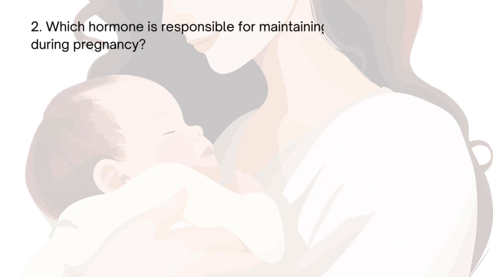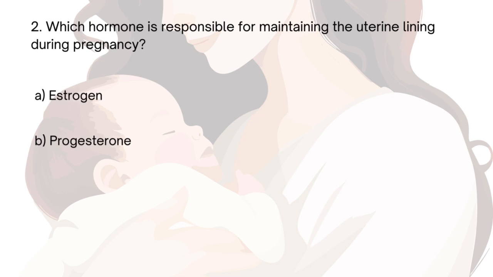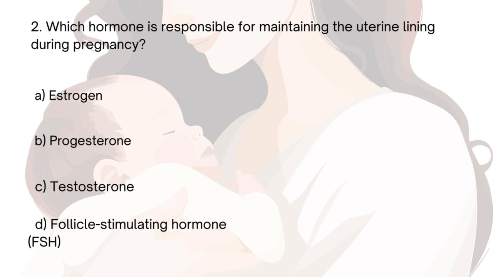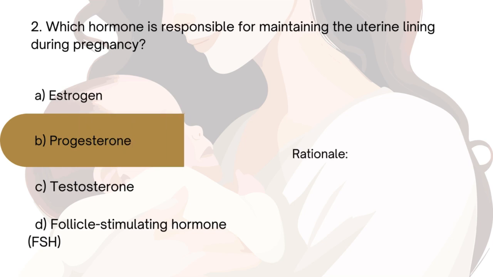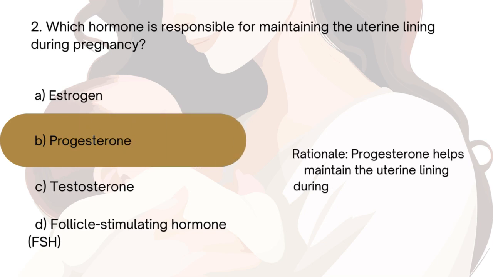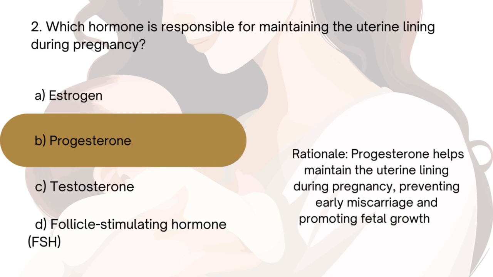2. Which hormone is responsible for maintaining the uterine lining during pregnancy? A. Estrogen. B. Progesterone. C. Testosterone. D. Follicle-stimulating hormone, FSH. Rationale: progesterone helps maintain the uterine lining during pregnancy, preventing early miscarriage and promoting fetal growth and development.